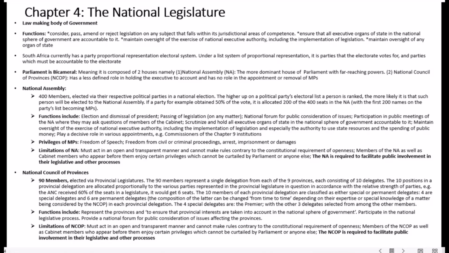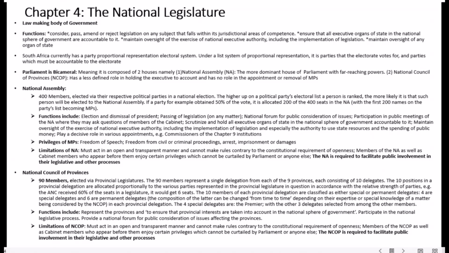And then the National Assembly, colleagues, importantly, is required to facilitate public involvement in the legislative and other processes. Very important. And then we've got the National Council of Provinces. It comprises 90 members. These are elected through the provincial legislatures. The 90 members represent a single delegation from each of the 9 provinces, each consisting of 10 delegates.